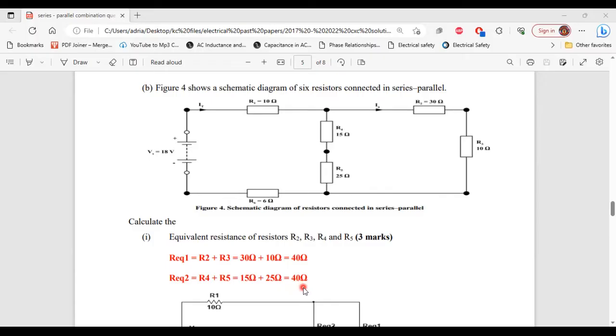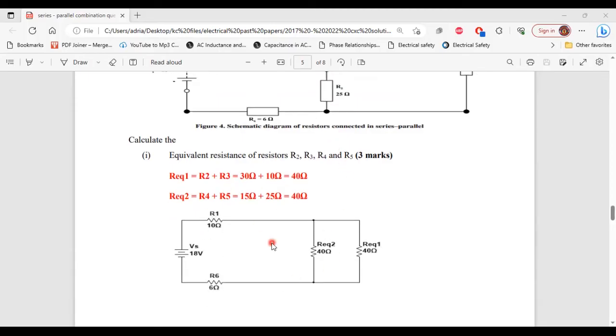So now that we have these two equivalent resistor values, we're going to redraw the circuit and replace these two resistors in series with their equivalent resistor value, and these two resistors in series with their equivalent resistor value. And here we have the circuit with R2 and R3 being replaced with their equivalent resistor value, REQ1, 40 ohm, and R4 and R5 being replaced with their equivalent resistor value of REQ2, 40 ohm.